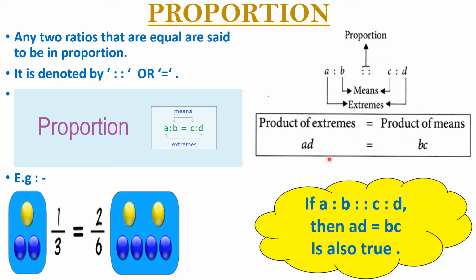If A, B, C, D are in proportion, then A by B is equal to C by D. That is, A multiplied by D is equal to B multiplied by C. That means product of extremes equals product of means. AD equals BC. If two ratios are in proportion, then product of extremes is equal to product of means.